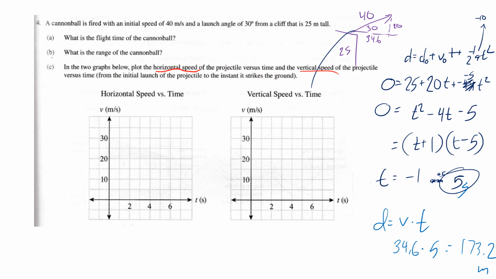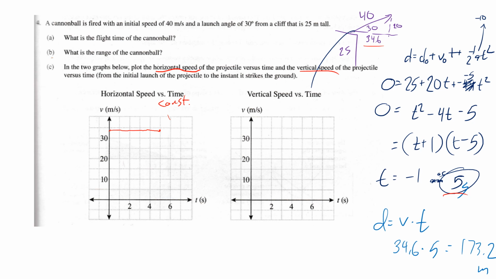All right, easy. So horizontal speed. Horizontal speed is going to be constant all the time because gravity isn't pulling that way. So what's the constant amount? 34.6. So 34 is going to be something right about there. All right, and that's going to go up until 5. Nothing happens after 5. So we're going to have this going something like that. Boom, done.